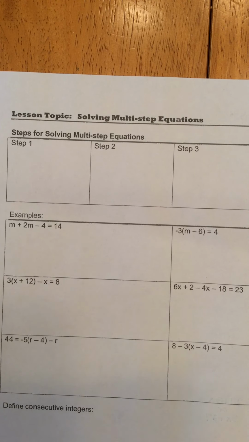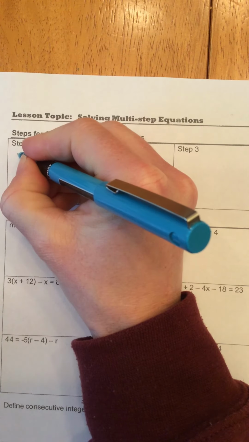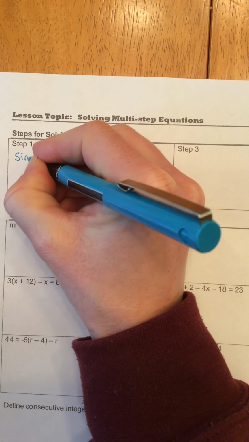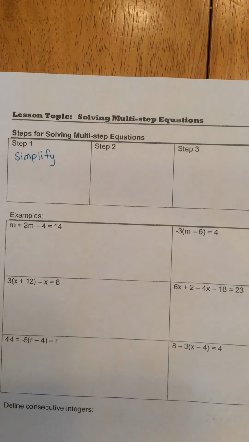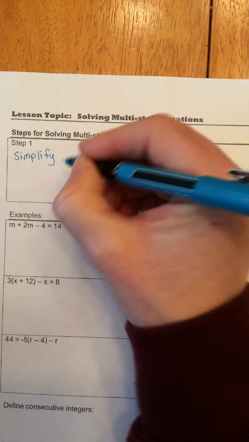Okay, so today we are going to start going one step further with our equations, and we're going to solve multi-step equations. So the biggest difference between what we are doing now and what we were doing last week is that before we start, and we've done some work on this, our step one is going to be to simplify both sides of the equation.